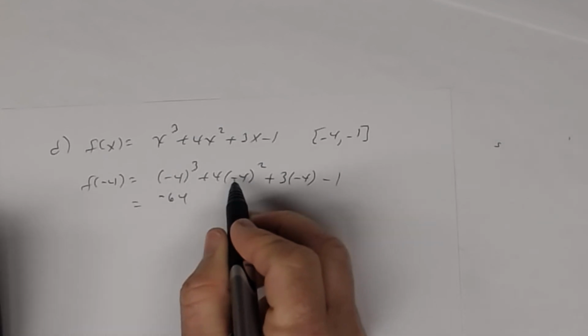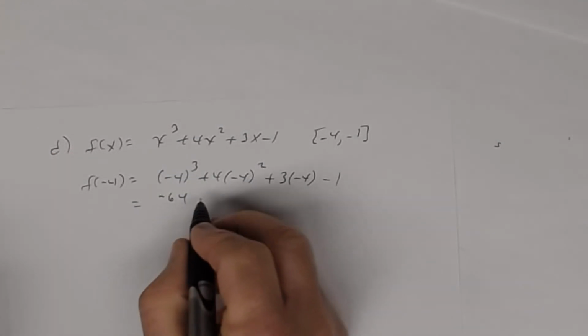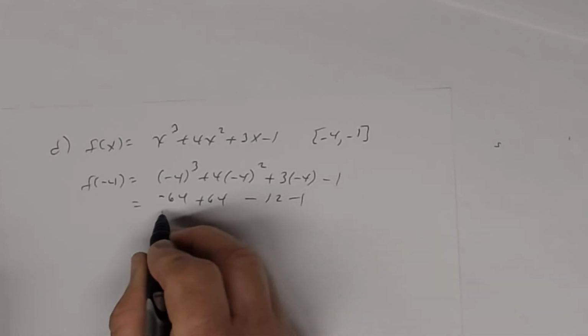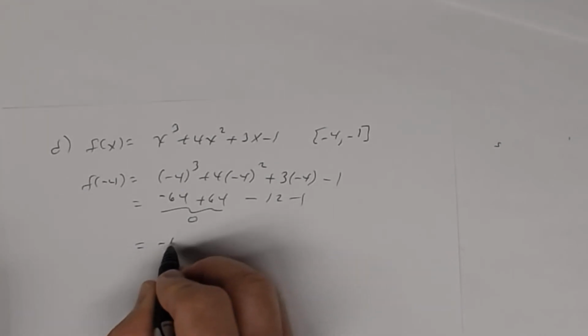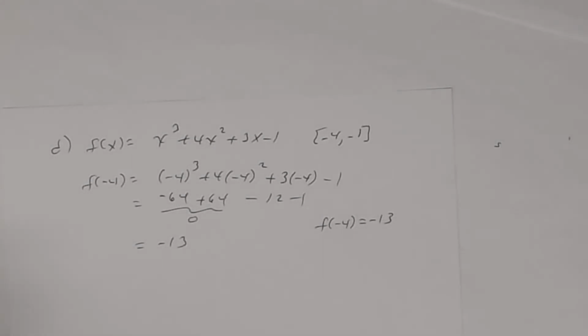Negative 4 squared is 16. 16 times 4 is also 64, right? And then minus 12 minus 1. So that's 0 right here. And then negative 12 and negative 1 is a negative 13. So f of negative 4 equals negative 13.